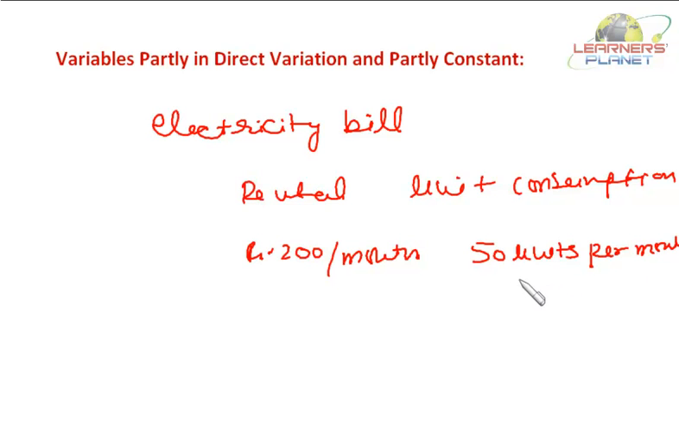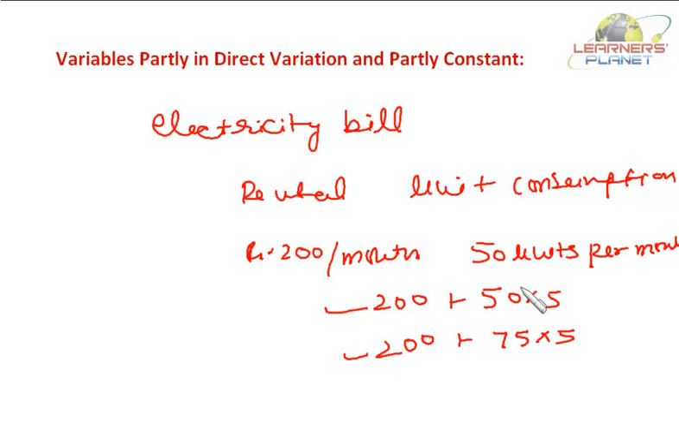And the per unit rate is say 5 rupees. So my electricity bill will be 50 into 5 plus rupees 200. Okay. Now in the next month, suppose I am consuming 75 units. So what my bill will be? 75 into 5 plus 200. Now we see this 200 is fixed and this amount is varying according to the consumption of units.